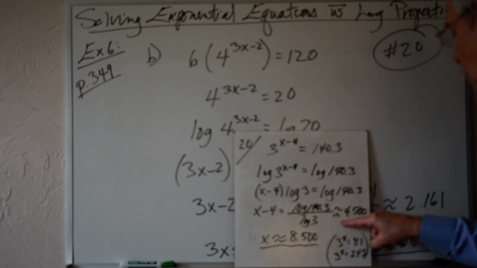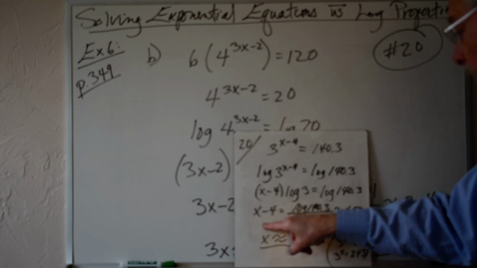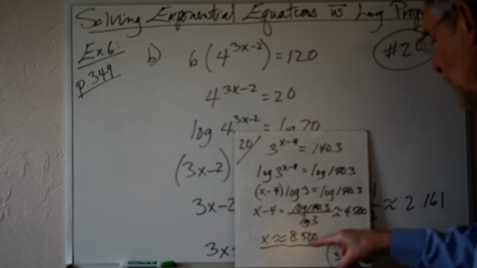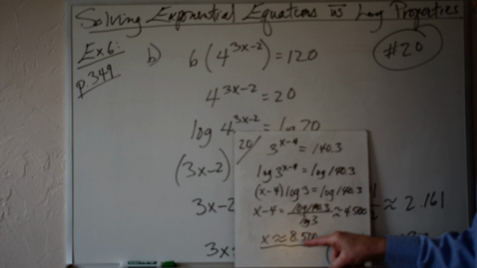Do the calculations, I get approximately 4.500. But that's what x minus 4 is. So I add 4 to each side and I get x approximately equal to 8.500.